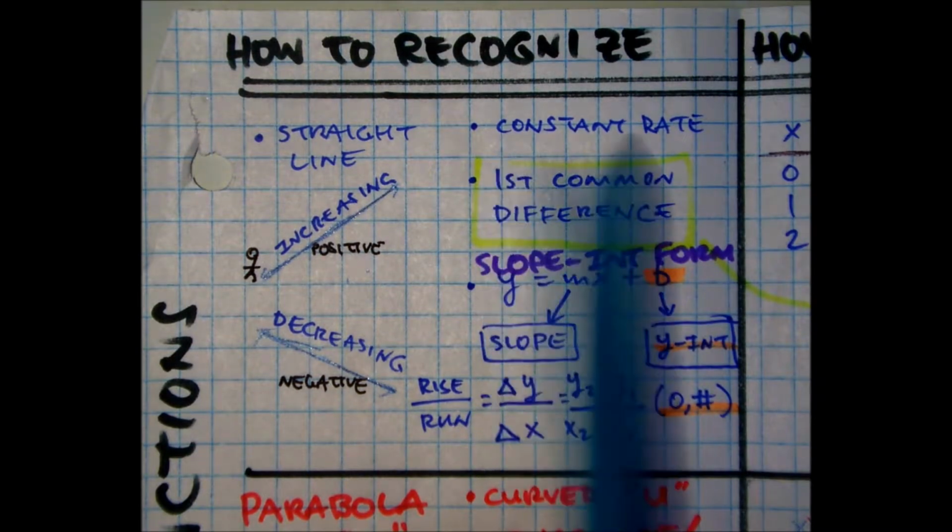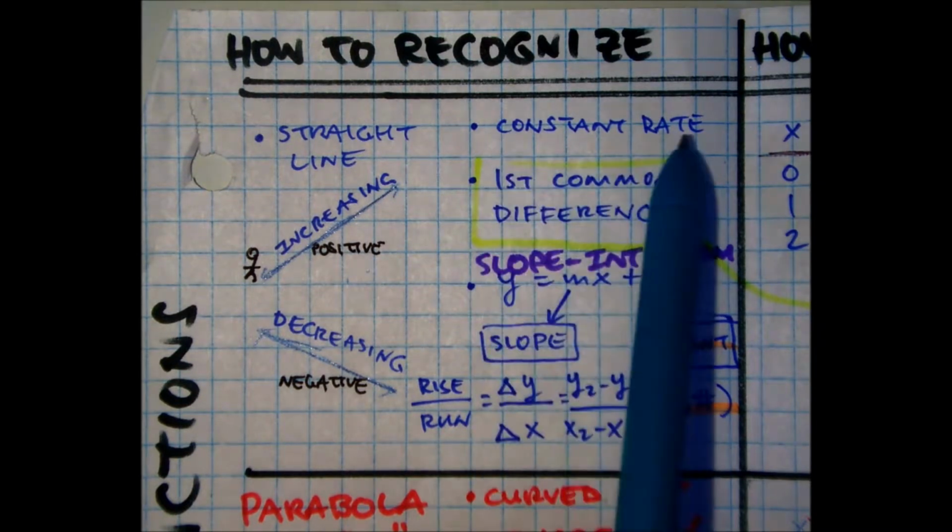You also know it's linear based on the word problems. It has a constant rate of change. Everyone say constant rate of change?